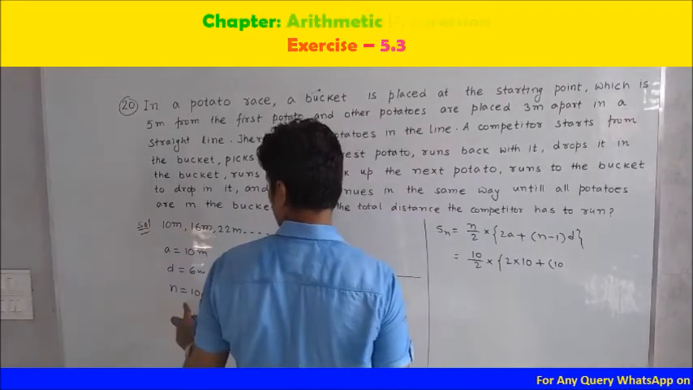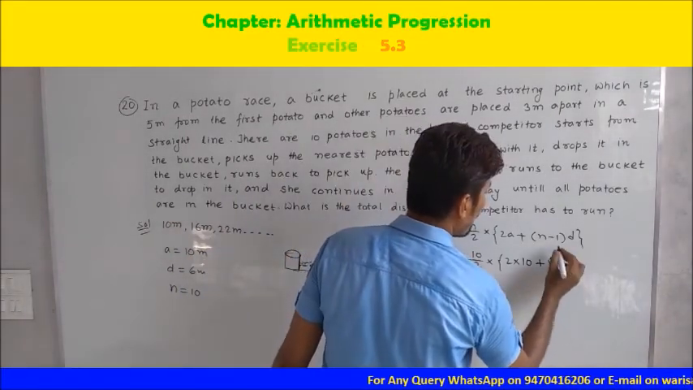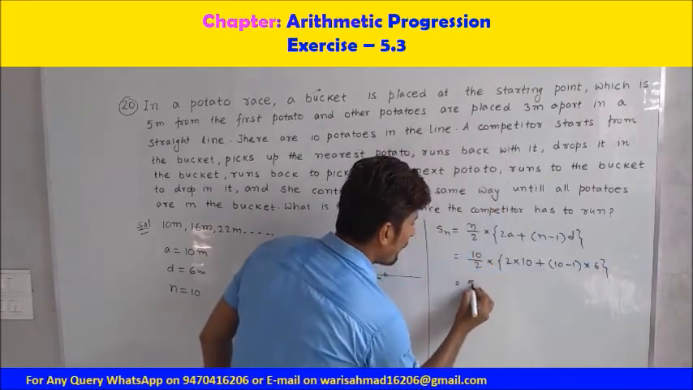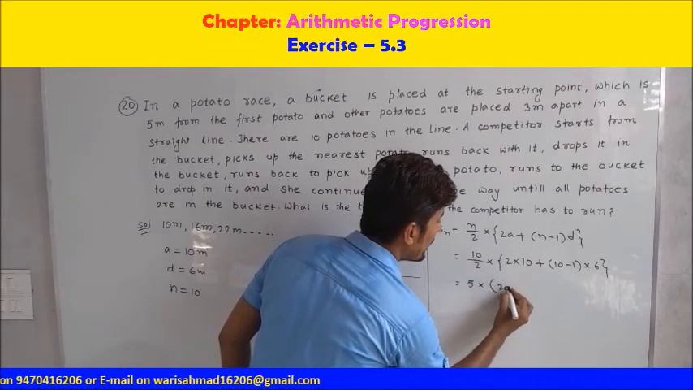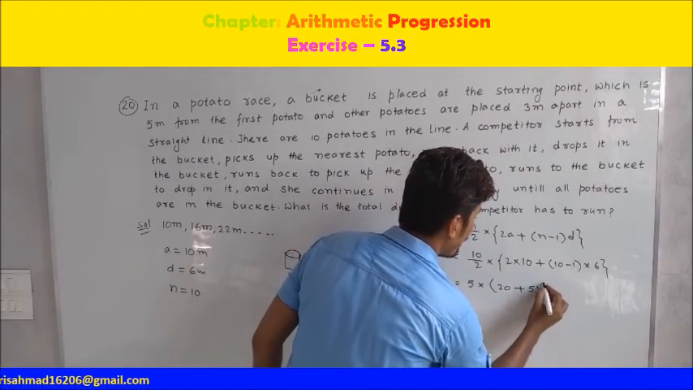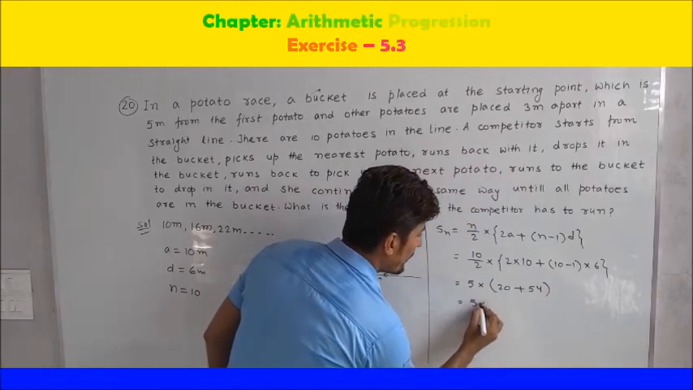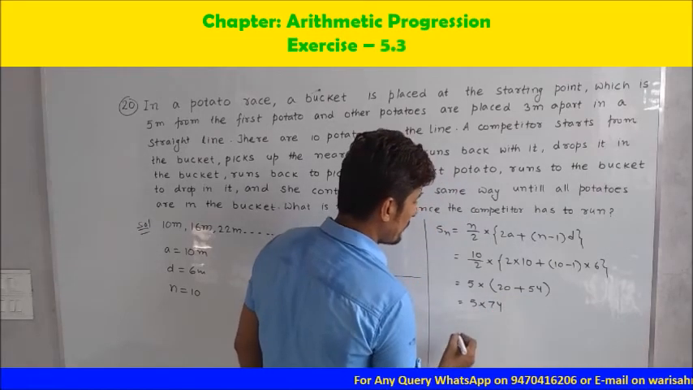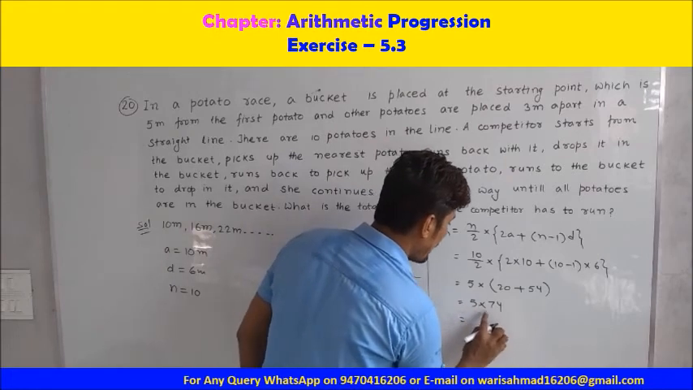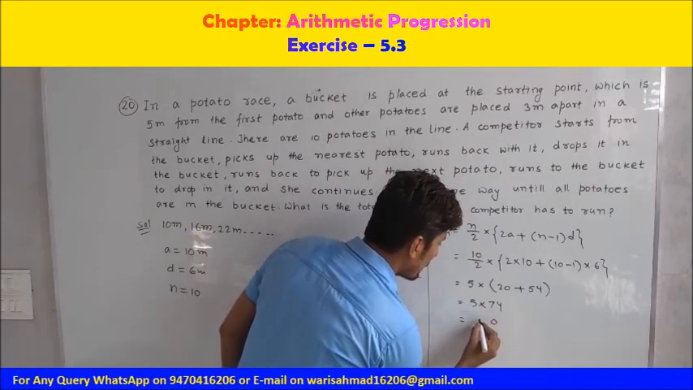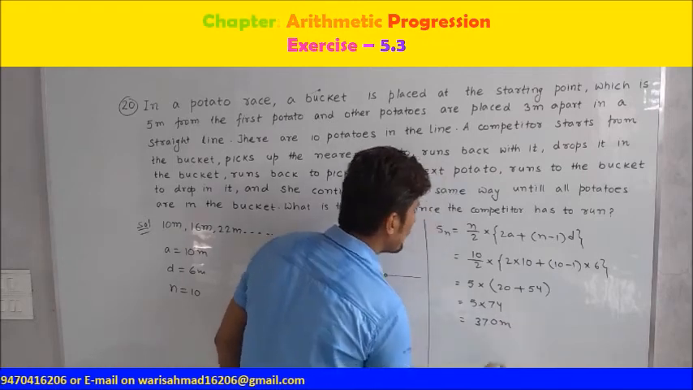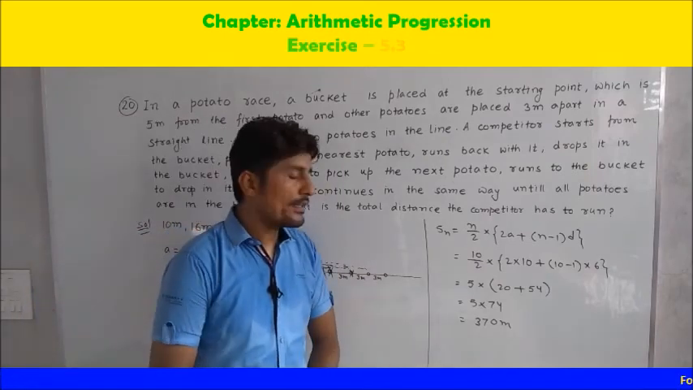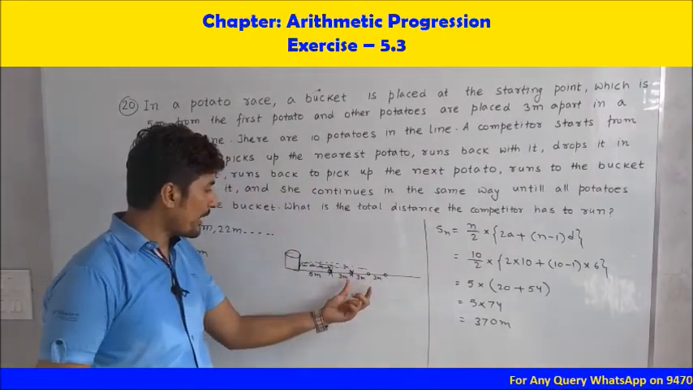So we can write here 10 minus 1, the value of N is 10, multiplied by D. D is given as 6. So we can write here 6. 5 multiplied by 20 plus 54. And here we can write 5 multiplied by 74. And then we can write here 370 meters. So the competitor has to cover a distance of 370 meters to put all the potatoes into the bucket.